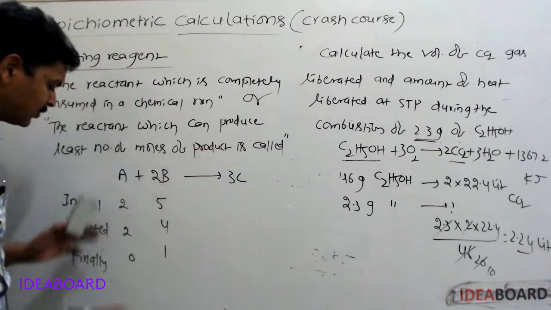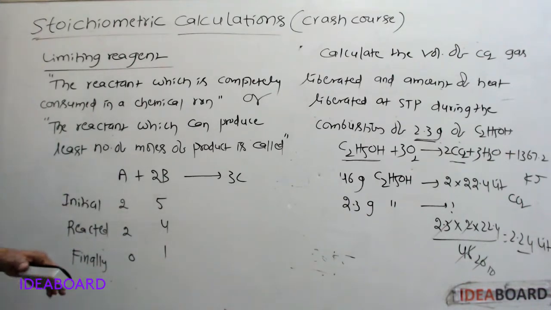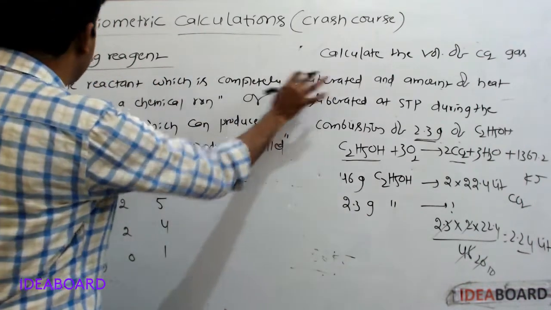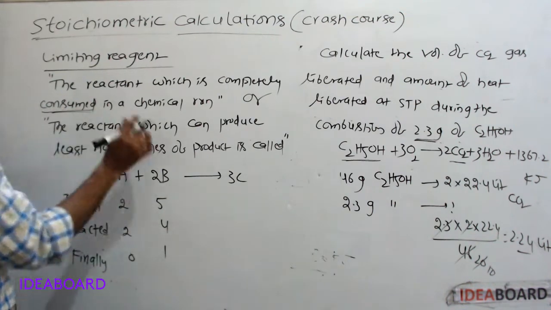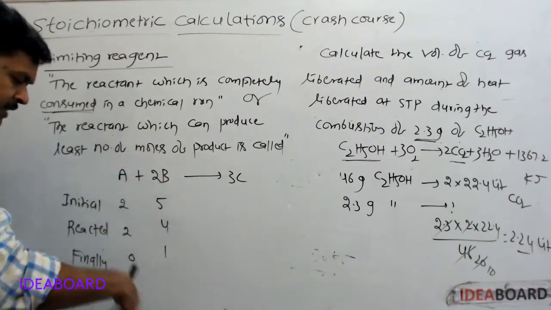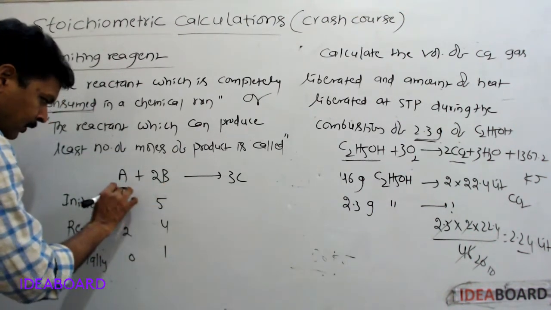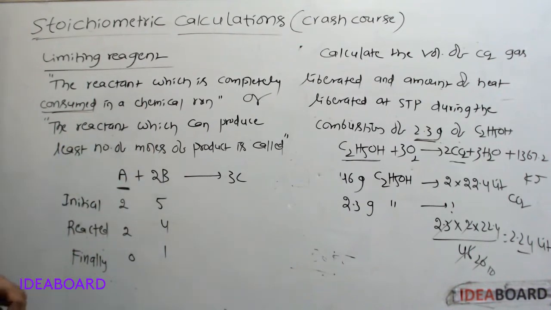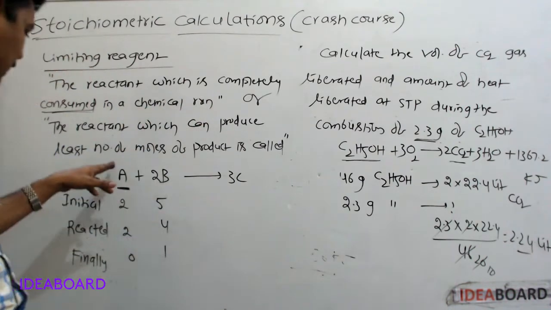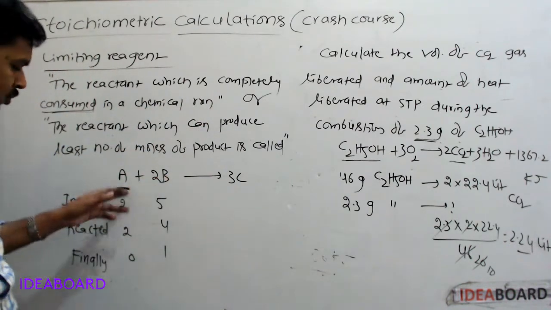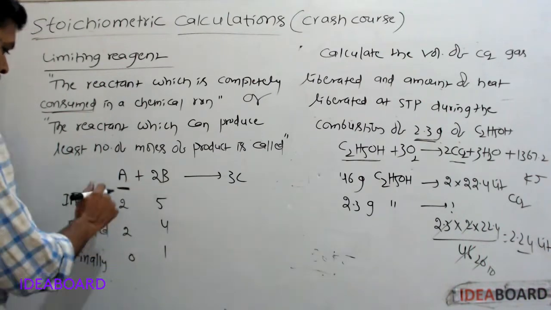See here, first we should identify which is the limiting reagent. Among these two reactants, the reactant which is completely consumed is A. So A should be the limiting reagent. The reactant which is completely consumed in a chemical reaction is called the limiting reagent. Here A is completely consumed, so A should be the limiting reagent.